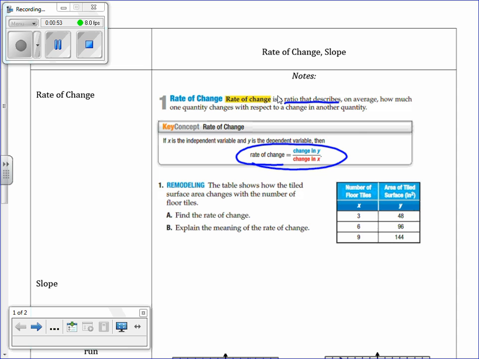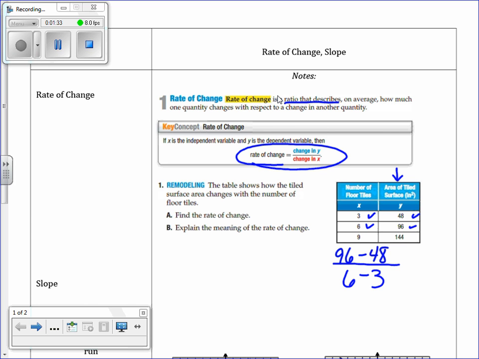So the first thing this problem says is determine the rate of change. What I'm going to do is pick two values from my y column, okay? And I'm going to say 96 minus 48. That's how we determine the change in y. Now, since I chose 96 and 48, in that order, I have to choose 6 and 3. So over 6 minus 3. Okay, if I chose 144 and 48, I would have chosen 9 and 3.